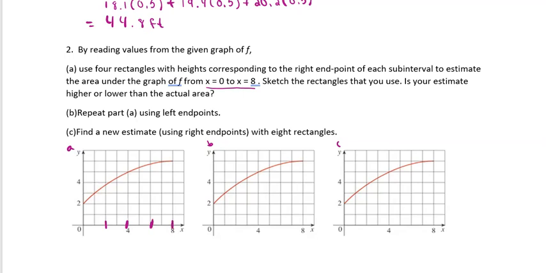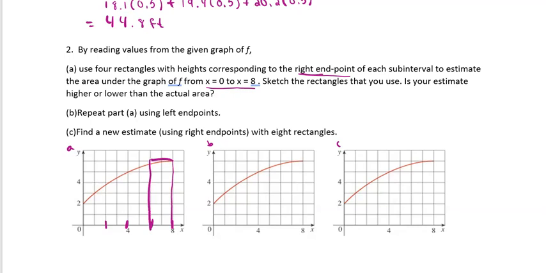So now we need to draw our rectangles. It's saying to use the right endpoint. So that means we start on the right side of the interval. So the last interval here is from 6 to 8. So the 8 is the right side of that interval. So I'm going to draw my rectangle, and it's going to correspond to a height at the right side of our interval. So then we do the next one.